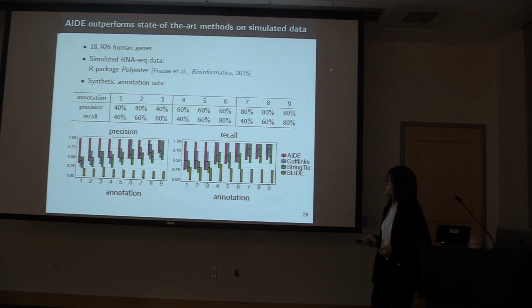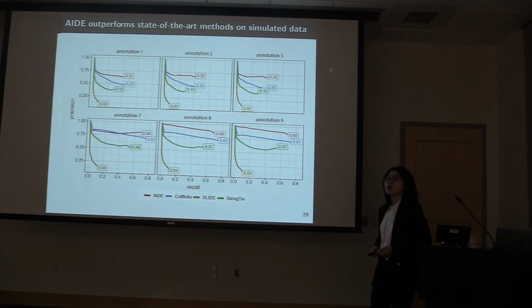In addition to these gene-level results, we can also threshold the estimated isoform expression levels at different cutoffs and get the overall precision recall curve of the 4 methods. The red one corresponds to aid. We can see that when all methods have the same recall rate, aid has the highest precision for all annotation sets. The second best method, the blue one, corresponds to couplings.